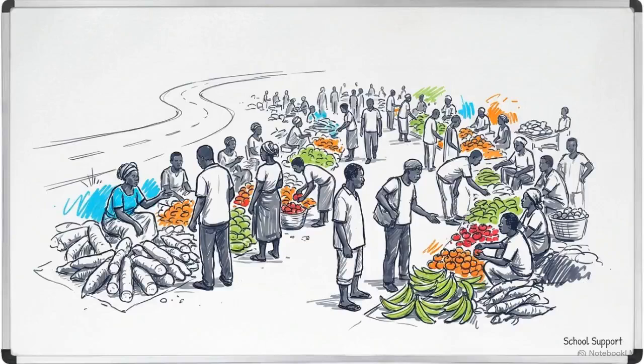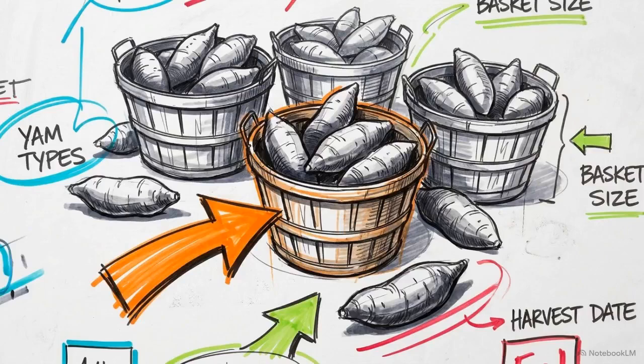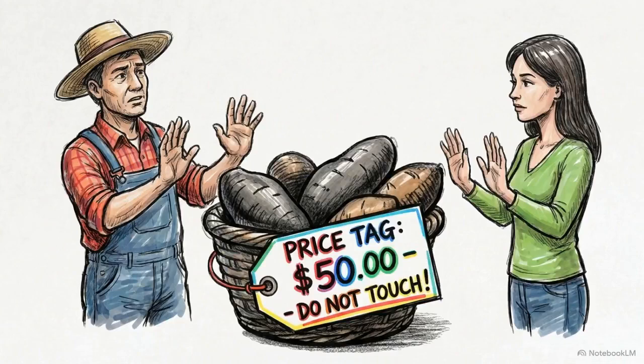Imagine the Kintampo yam market early in the morning. Hundreds of farmers sell fresh yams to many buyers. Every yam is essentially identical, and because there are so many people trading at once, no single farmer or buyer can dictate the daily price of a basket.